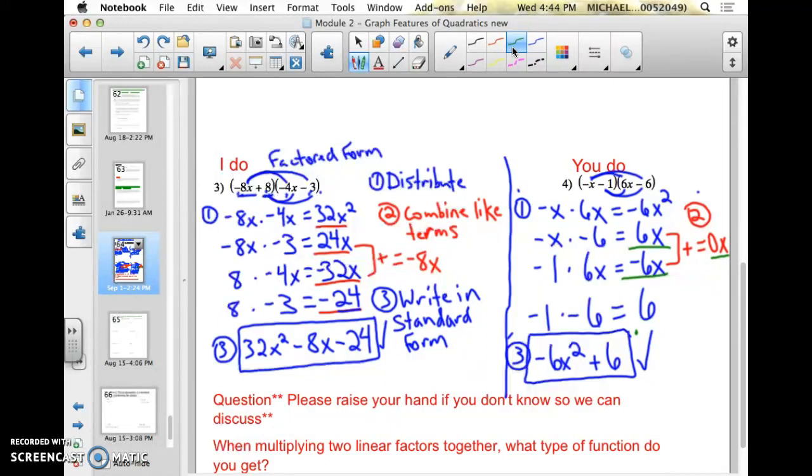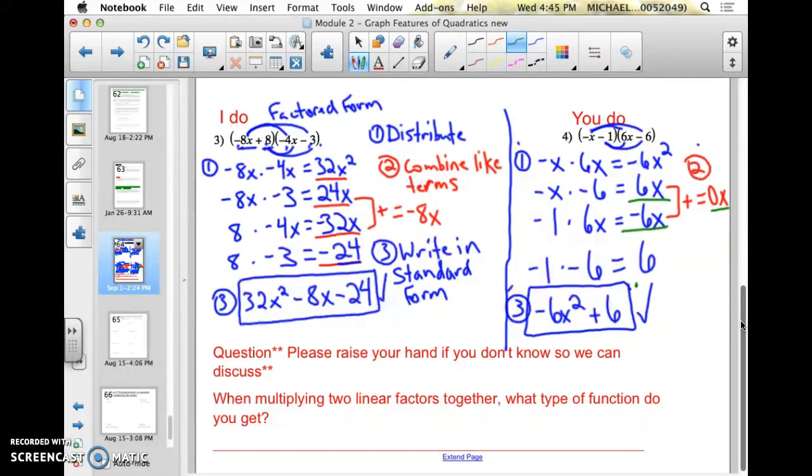So if you did not get that, please check with a neighbor, or please raise your hand and I will come by and check your work as well. And now, if I ask you this question in class, you can raise your hand right now if you would like, so we can discuss it, but this is a big concept here. When you're multiplying two linear factors together, what type of function do you get? So if you multiply two linear factors, which we've done twice, what type of function do you get?